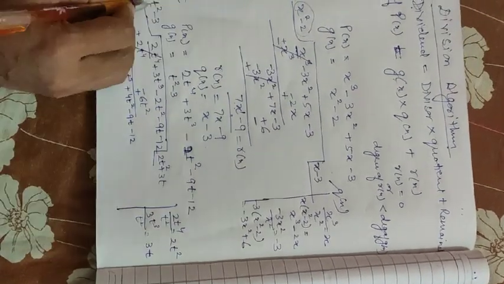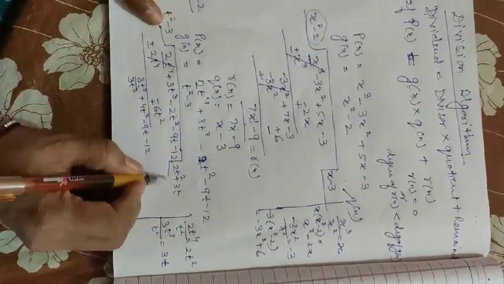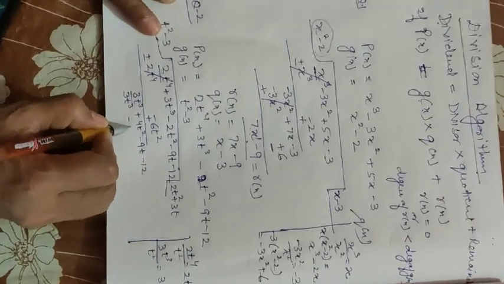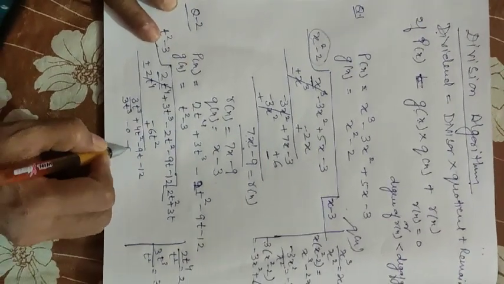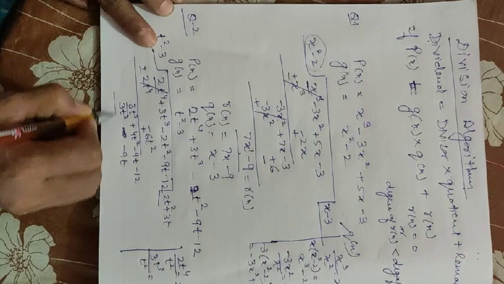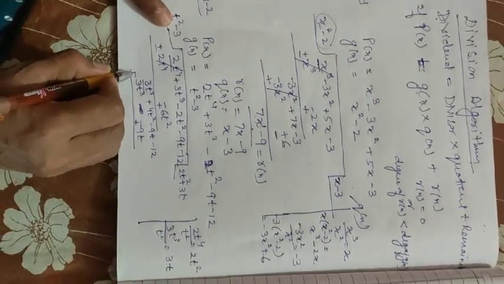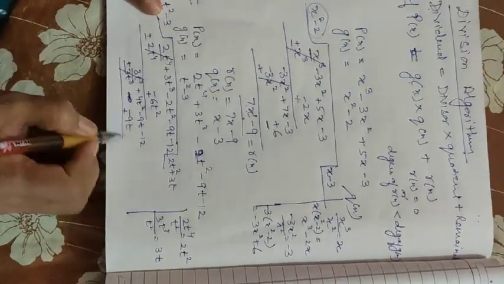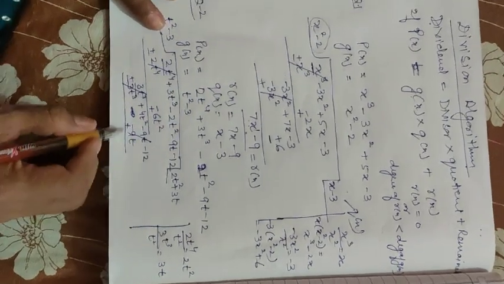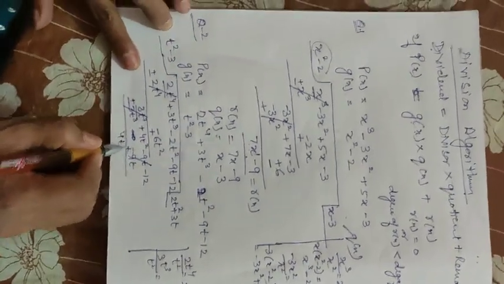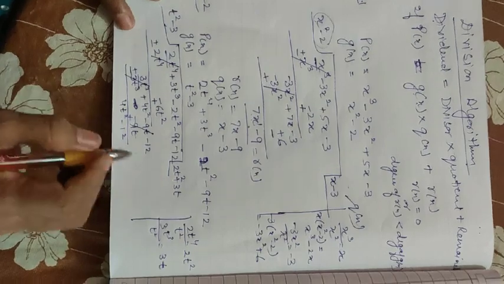If I multiply 3t by t square, 3t cube minus 9t. Again subtract, sign reverse. So this is going to be cancelled. This is also minus 9t plus 9t. So we are left with 4t square minus 12.